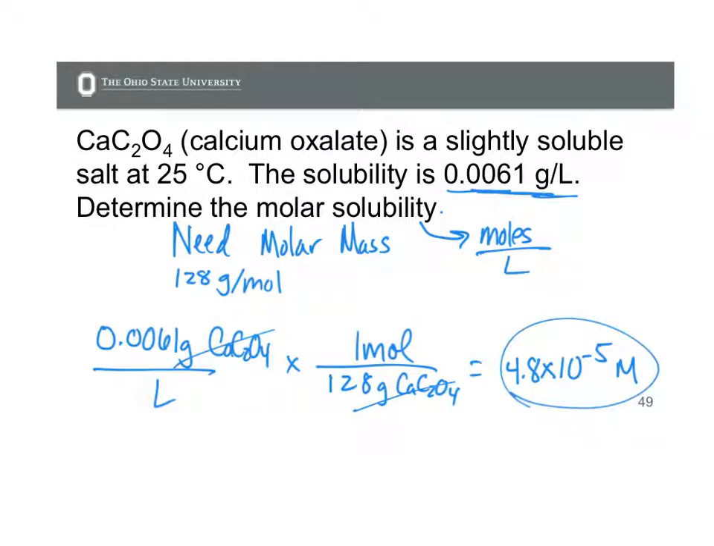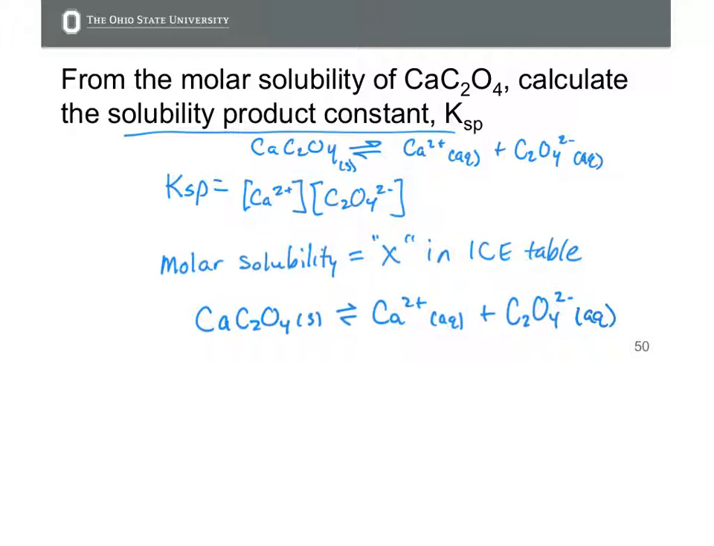And we calculated that previously to be 4.8 times 10 to the minus 5 molar. And we'll set up our ice table. Do we have an initial concentration of anything? Right now we're just looking to find KSP, and you really don't need to know much more than that.